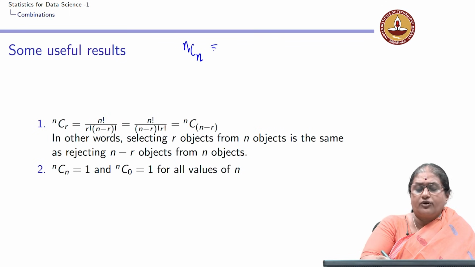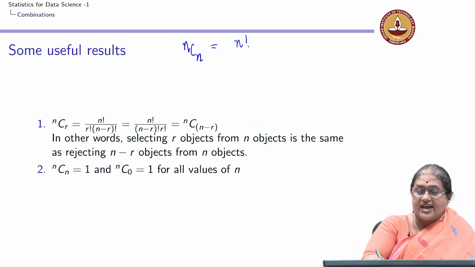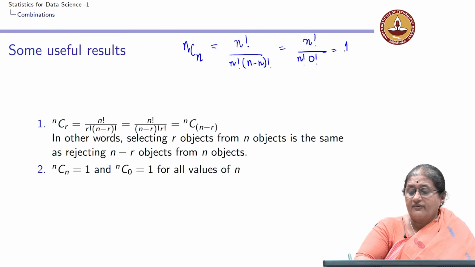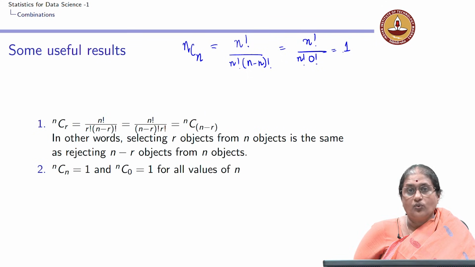The next important identity which we have is n choose n. Again, applying the formula, I have n choose n as n factorial by n factorial into n minus n factorial, which is the same as n factorial by n factorial into 0 factorial. Recall 0 factorial is equal to 1. So, I have n choose n equal to 1.